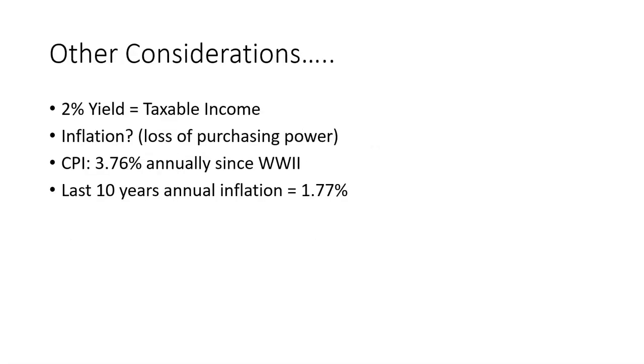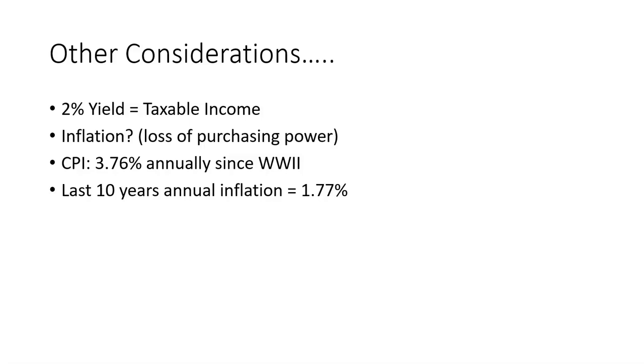Now, let's look at some other considerations. With a 2% yield, keep in mind that is taxable income. We're talking about taxable bonds here. The U.S. 10-year Treasury produces taxable income. So that 2% yield is taxable. And also, what about inflation? Inflation is the loss of purchasing power. That's really what inflation is. As inflation goes up, it means your dollar doesn't go as far.